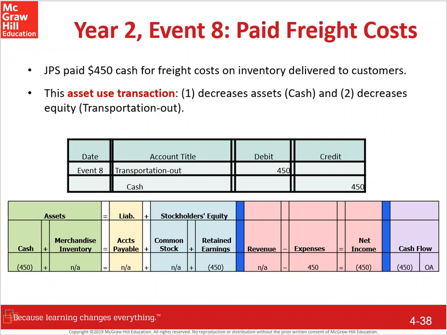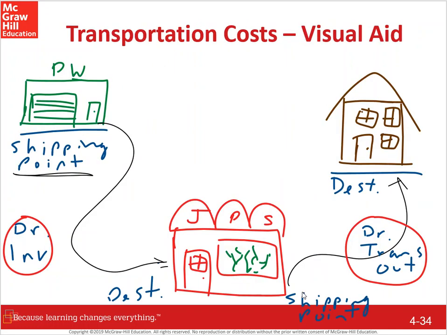So if we go back to this, if JPS has to pay to ship something to a customer, what were the shipping terms? Remember, free on board tells you who doesn't pay. So who am I? I'm now the shipping point, shipping out to my customer who is the destination. Do I pay? Well, they answered that for us. Yes, they told us that we have to pay. So what are those shipping terms then? It would be FOB destination. So that's why we're paying at the shipping point.